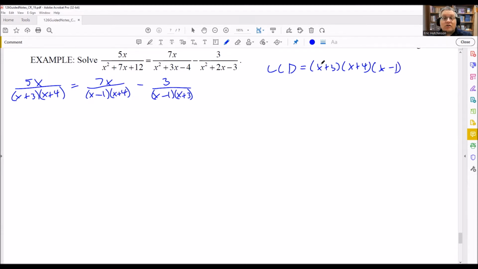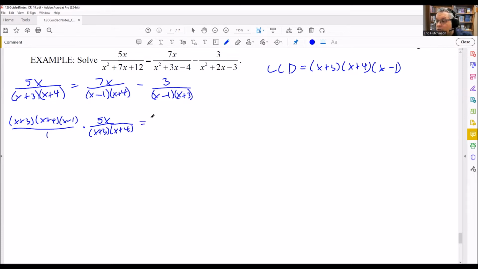So we need to put this in front of all these different fractions. So it's going to take a little bit to write all this out, so just bear with me here. So we're going to put this here, x minus 1. I'm going to write small so I can fit all this in. And then we have 5x over x plus 3, x plus 4. So I got that in front of the first one.